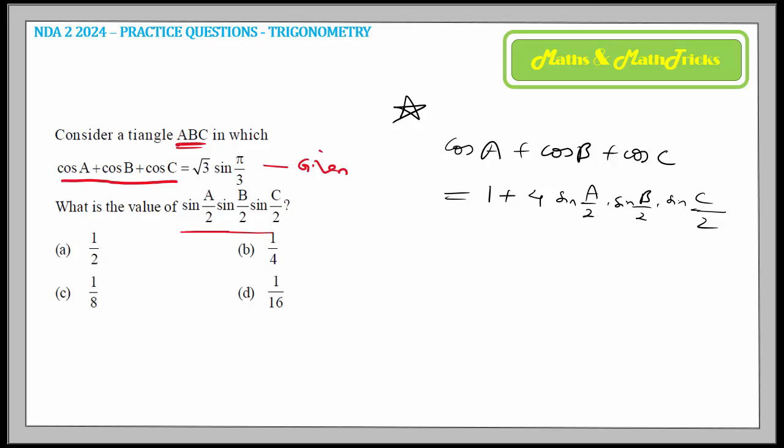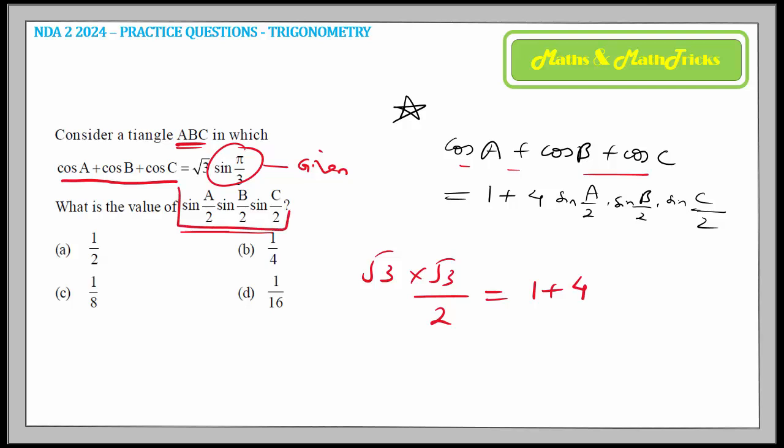Alright, so coming to the usage of this formula in this problem. In this, the LHS answer is known, which is root 3 sine pi by 3. Sine pi by 3 means sine 60 degrees. Sine 60 degrees is root 3 by 2. So this becomes root 3 into root 3 by 2. So on the RHS we have 1 plus 4 times.